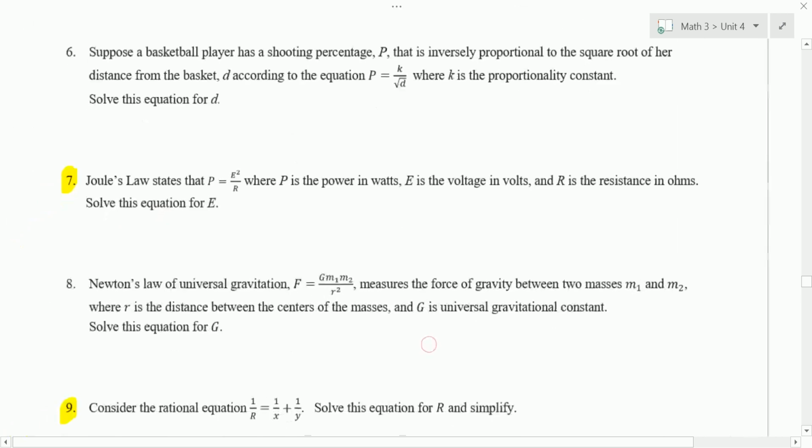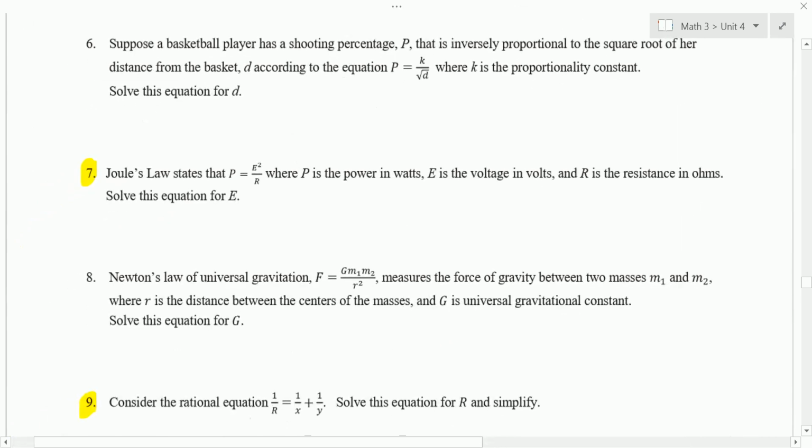Skip down to number 7. Joule's law states that P equals E squared over R, where P is the power in watts, E is the voltage in volts, and R is the resistance in ohms. Solve this equation for E.